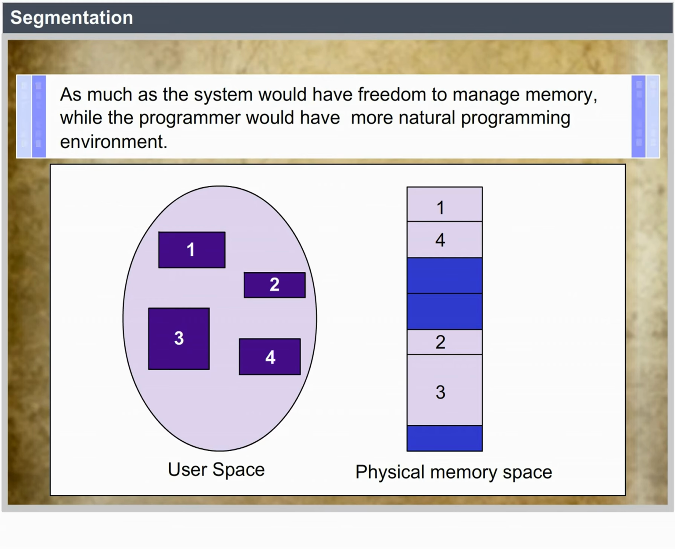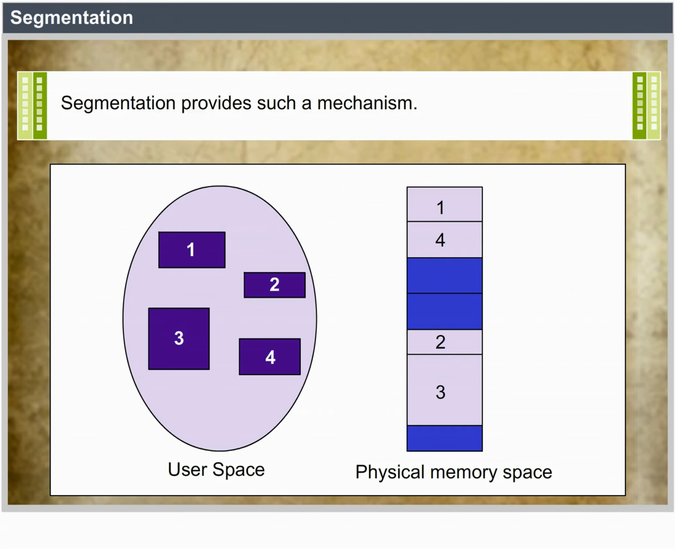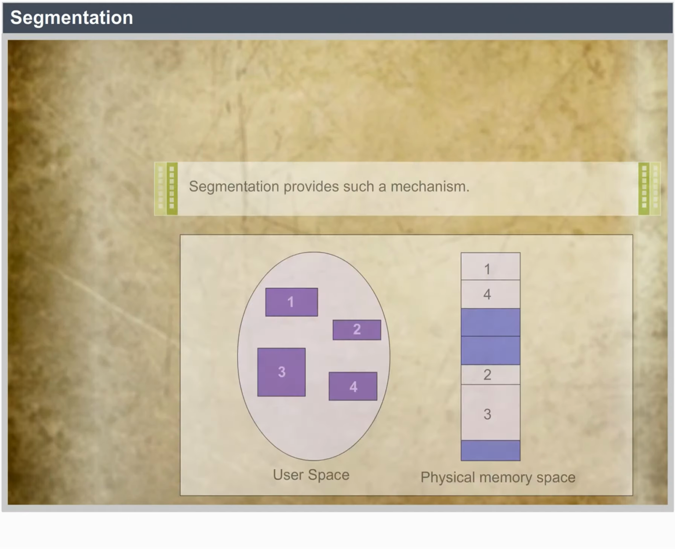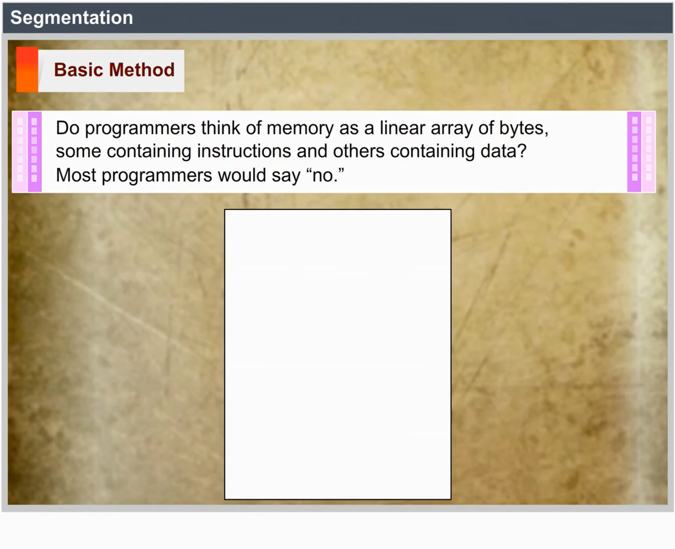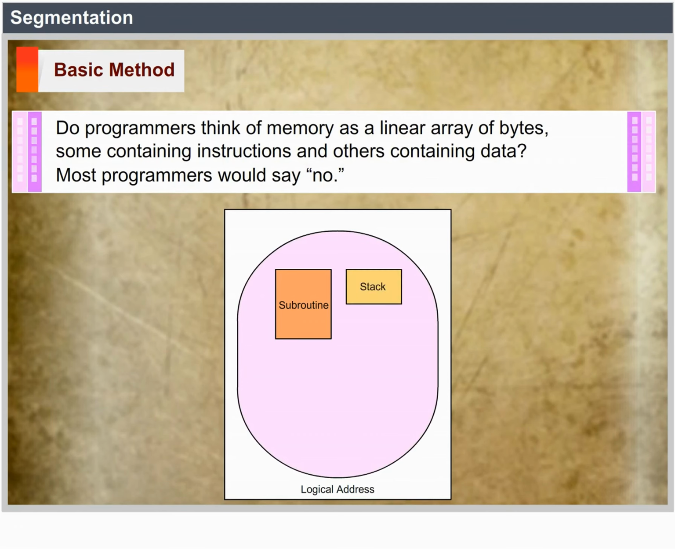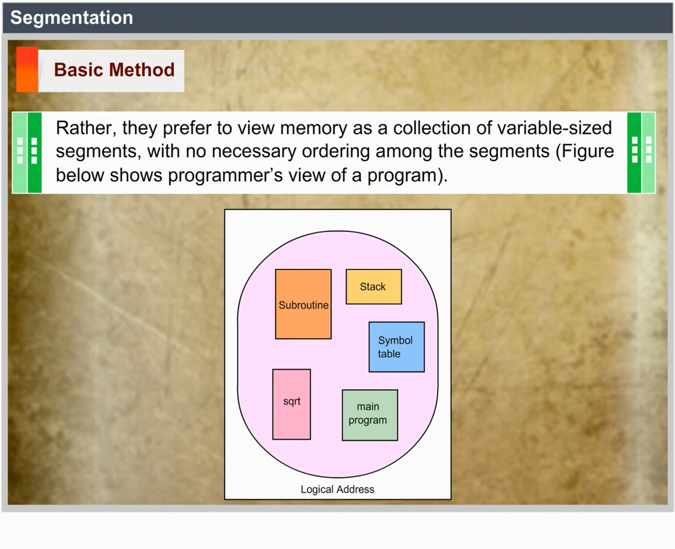Basic method. Do programmers think of memory as a linear array of bytes, some containing instructions and others containing data? Most programmers would say no. Rather, they prefer to view memory as a collection of variable-sized segments with no necessary ordering among the segments. The figure below shows the programmer's view of a program.